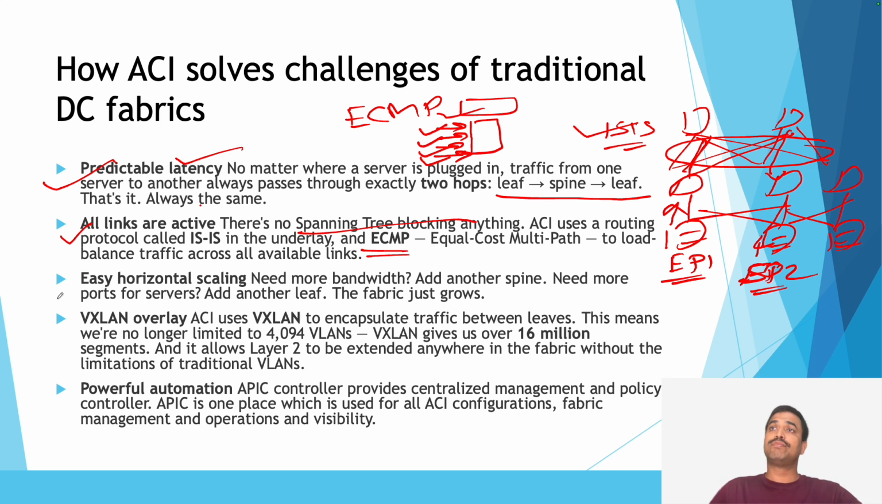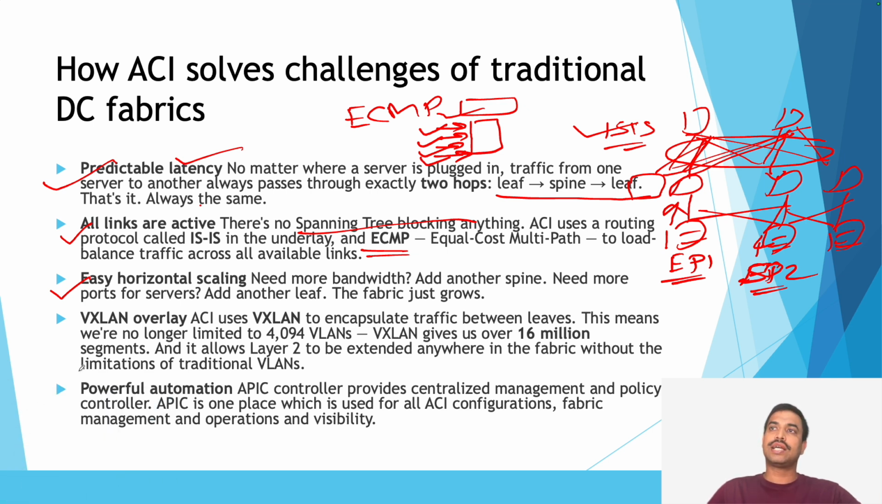Now the third very important benefit of ACI is that it provides horizontal scaling. For example, let's say your business is growing and you want to increase the servers. For that you just connect a leaf here and connect it to the spines. That is all you need to do for horizontal scaling, and it scales up to 500 switches in one fabric.